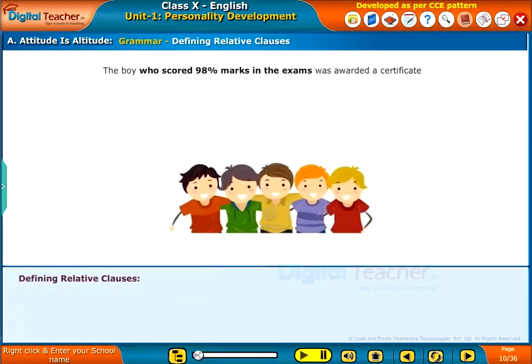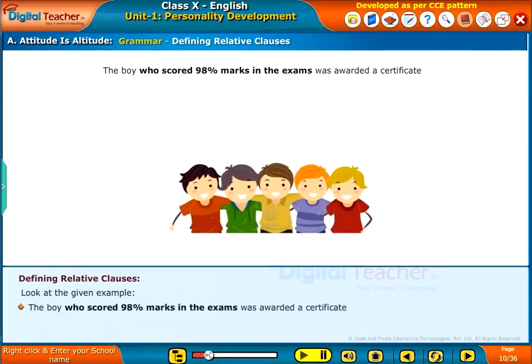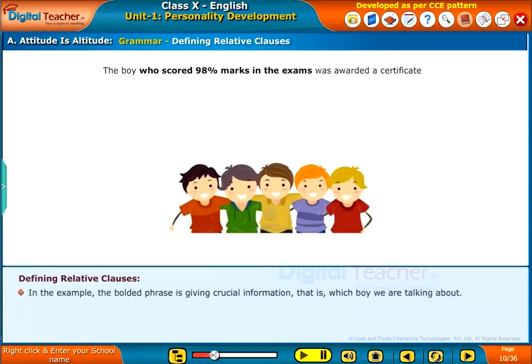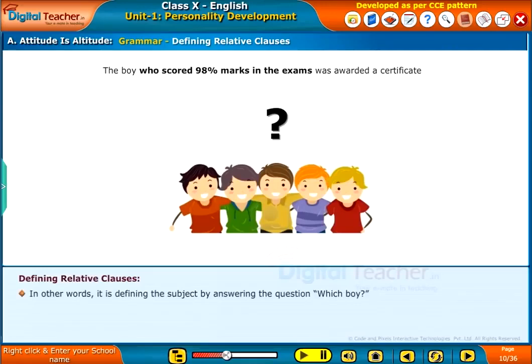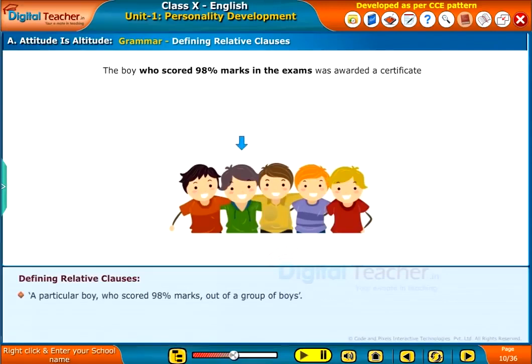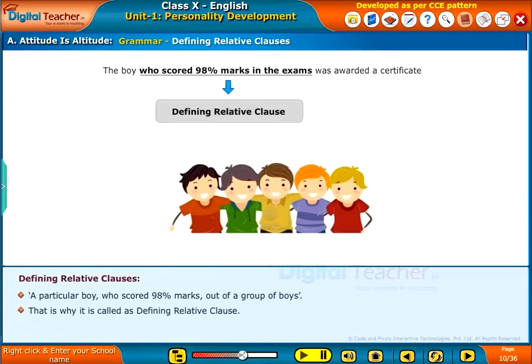Now, let us learn about defining and non-defining relative clauses. Look at the given example. The boy who scored 98% marks in the exams was awarded a certificate. In the example, the bolded phrase gives crucial information, that is, which boy we are talking about. In other words, it is defining the subject by answering the question, which boy? A particular boy who scored 98% marks out of a group of boys. That is why it is called a defining relative clause.